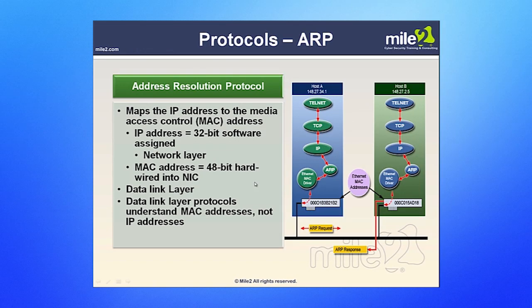So when you think of the data link layer, which was layer 2, it understands MAC addresses. It really doesn't comprehend IP addresses. You have to get to layer 3, which is the network layer, to comprehend that.